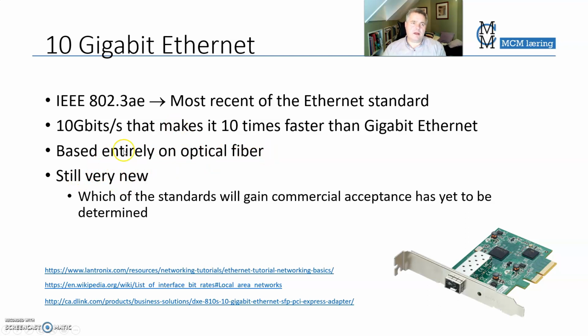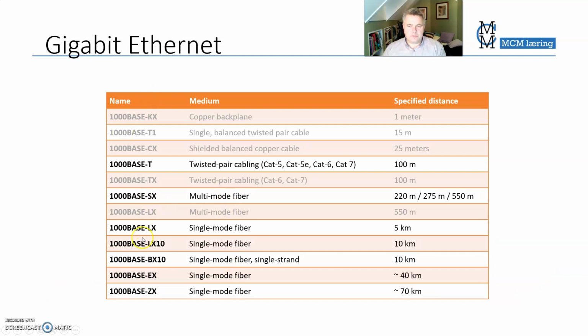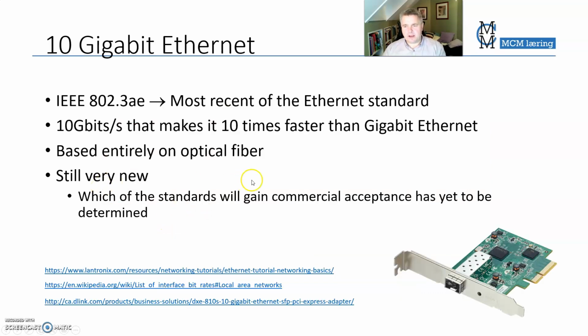And so that means that we will still have gigabit Ethernet around for many years to come for the copper based networks, which is common all the way to the desk, while fiber optics is more common as a backbone network.